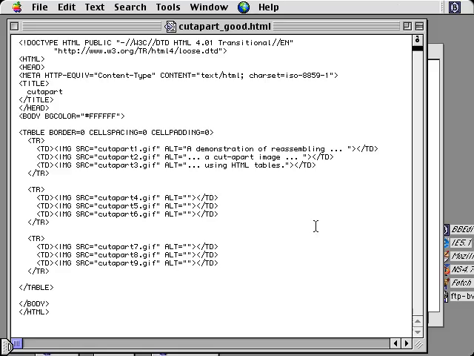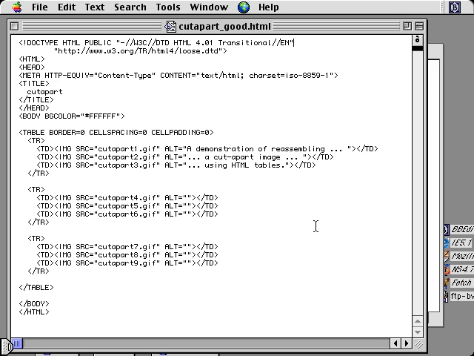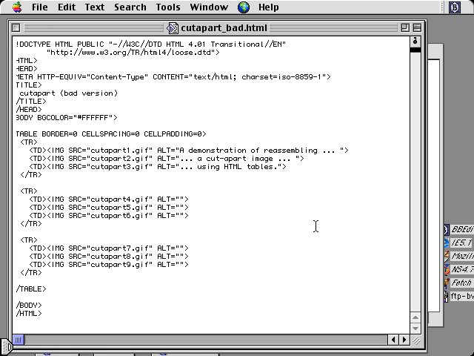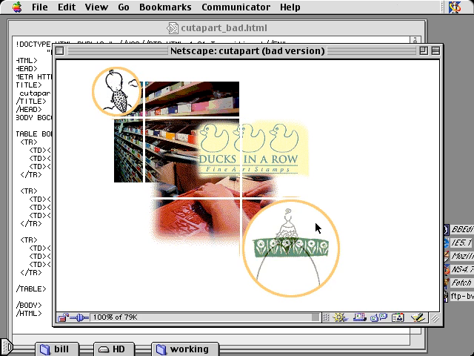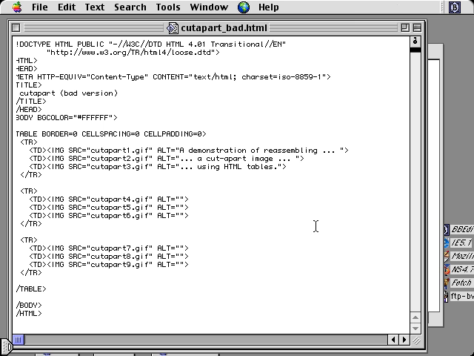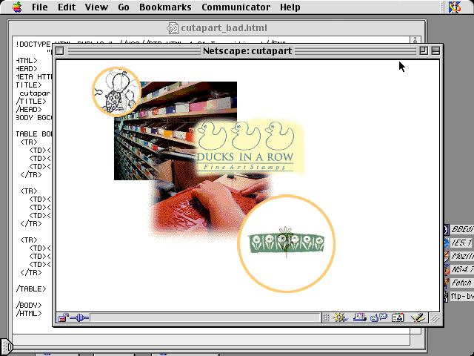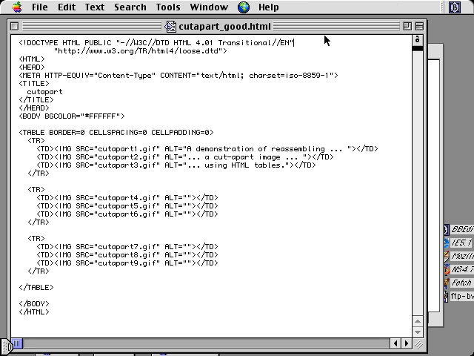Now, there's a significant difference between this page and this page. They look very similar, and there's one difference. And if we look at them in the browser, we'll see that that's the bad version, which is that one. And that's the good version, which is that one. The only difference here is these end tags for the TD container.